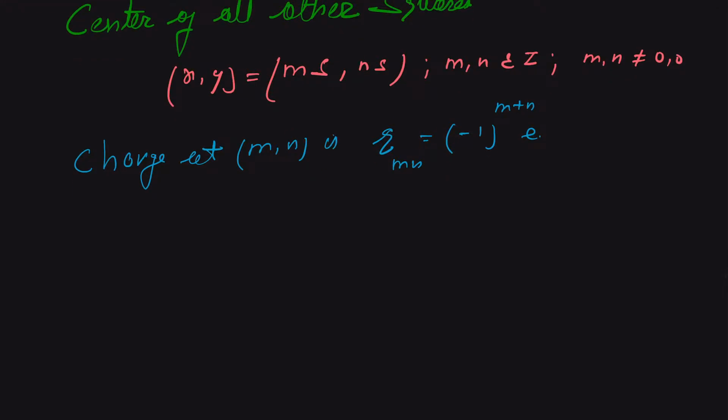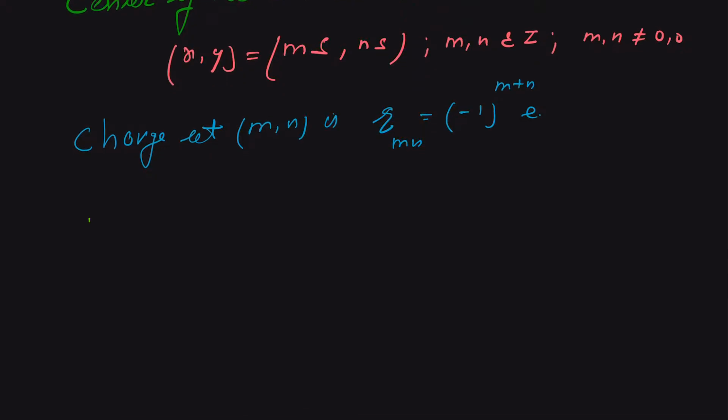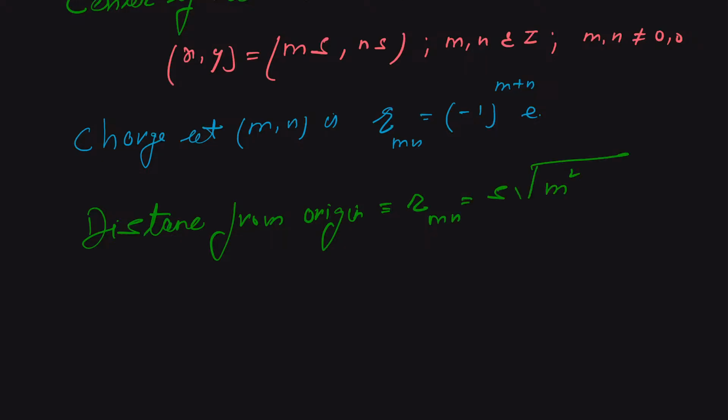And we can also write the distance from the origin. Say that our distance from the origin, and let us call this R_mn, will be equal to s times the square root of m squared plus n squared. So this will be for any location m, n. These two relationships will be true.